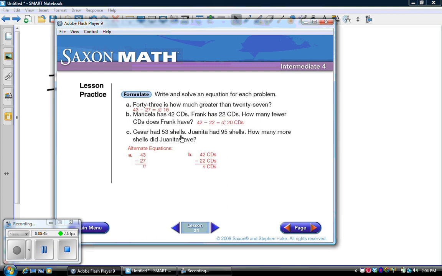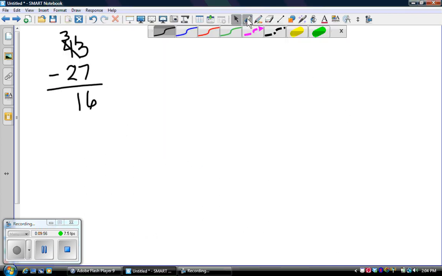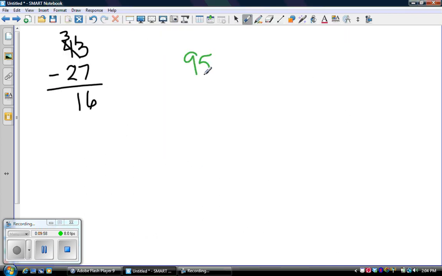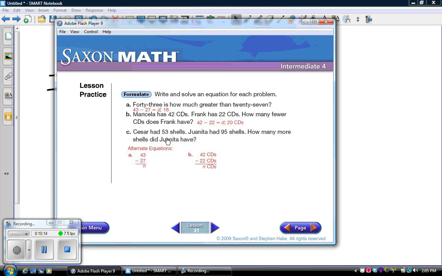Caesar had 53 shells. Juanita had 95 shells. How many more shells did Juanita have? Okay, so let's take a look at this one. 95 minus 53. And like on the last one, even though we could do it mentally, if it asks for an equation, you have to write that. Okay, 5 minus 3 is 2, and 9 minus 5 is 4. So 42 more shells.